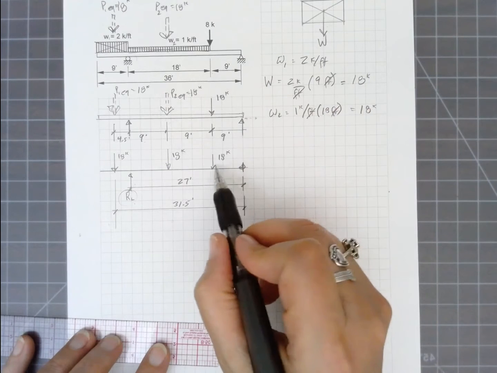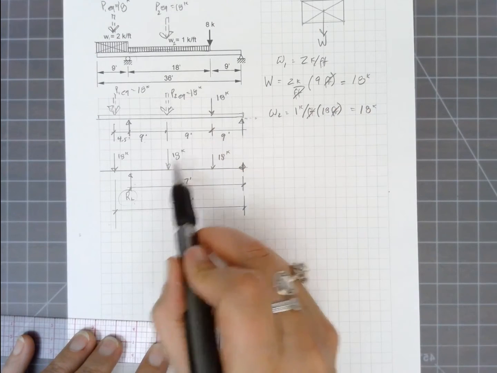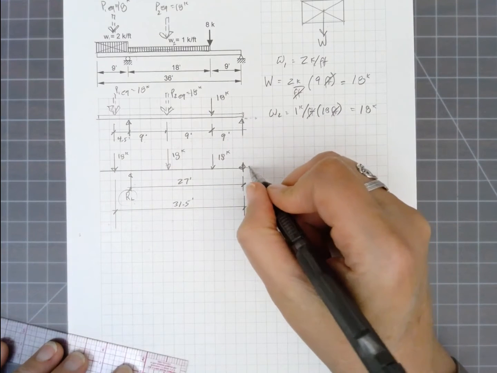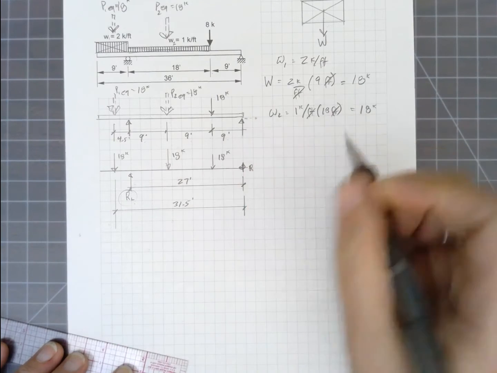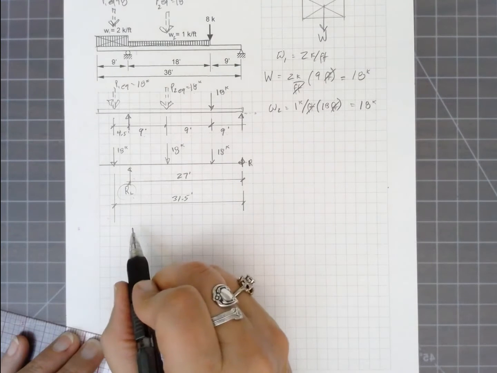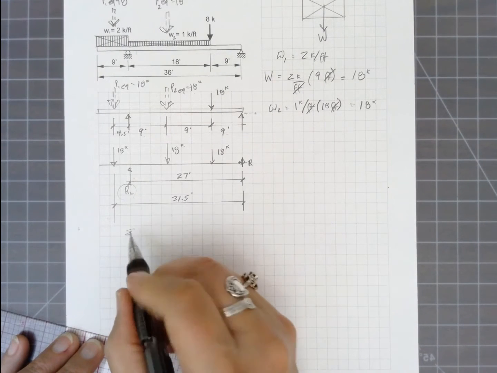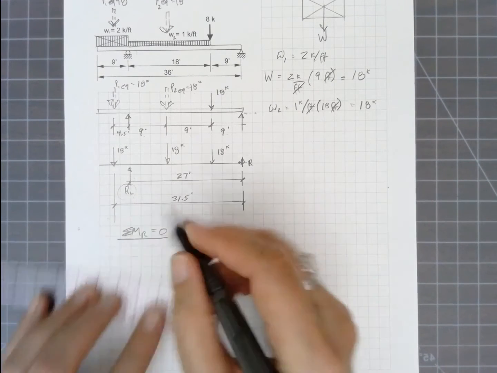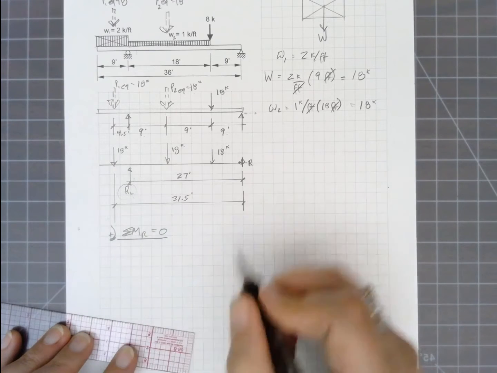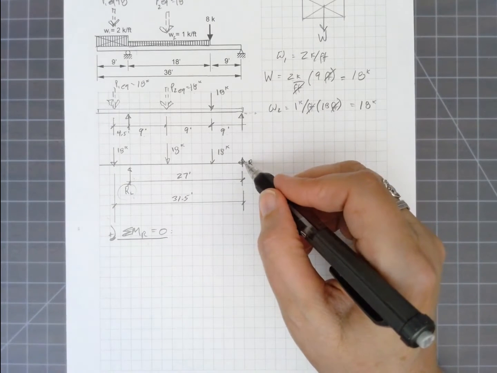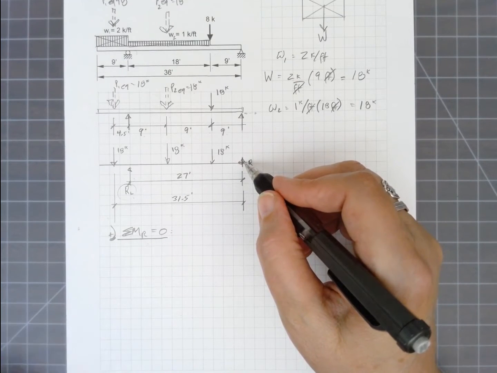Then I have 18 kips here, that's at 9 feet, and another 18 kips, that's at 9 feet plus 9 feet, 18 kips. So we'll call this point R for the right-hand reaction, and I'm going to sum moments about point R. I'm going to call clockwise positive. So that means that every force that has a tendency to rotate in a clockwise direction will be called positive, and anything in the counterclockwise direction will be negative.